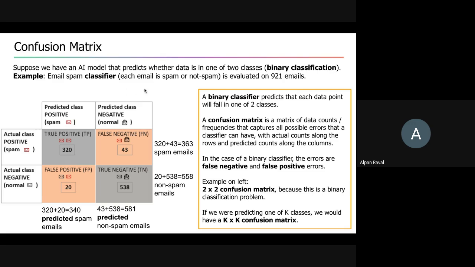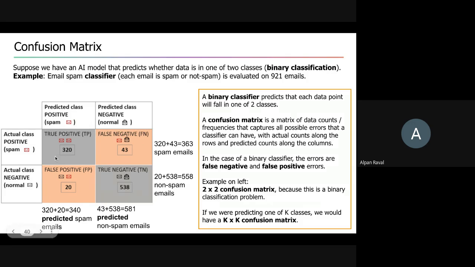So let's say you have an email spam classifier that is evaluated on a bunch of emails, and just to make numbers concrete, say it's 921 emails. That's what these numbers in these boxes that you see total up to. So you can create this kind of table. There are different names for a table like this. In statistics, it's often called a contingency table, 2 by 2 contingency table. In the AI literature, it's often called a confusion matrix.